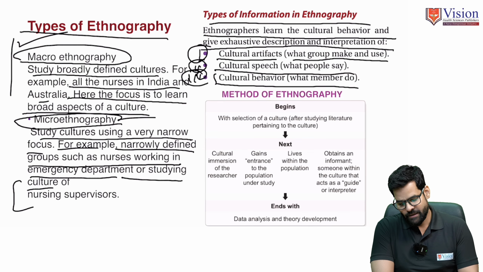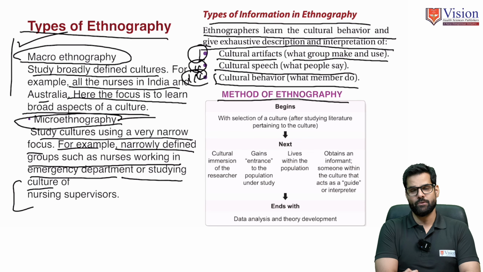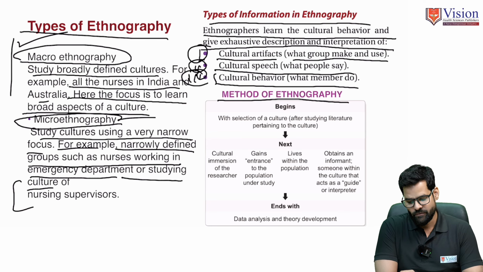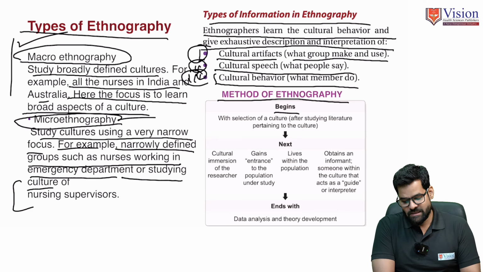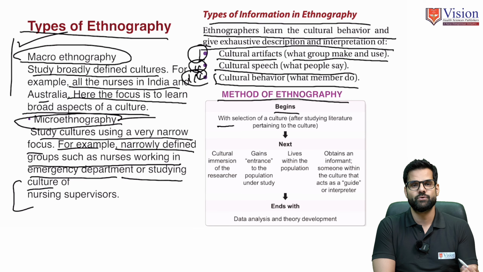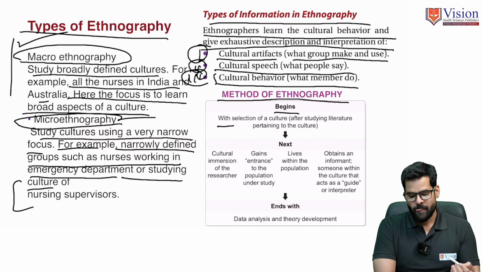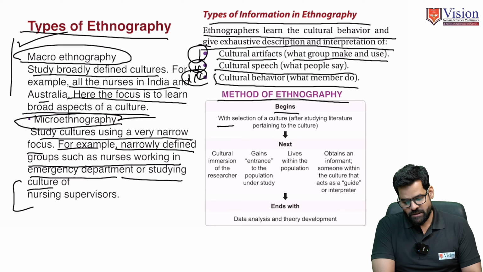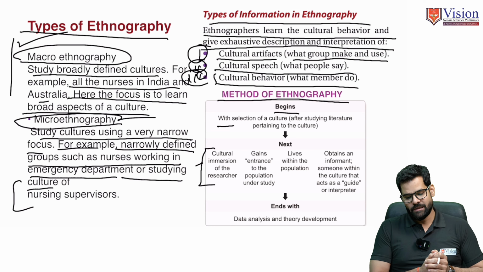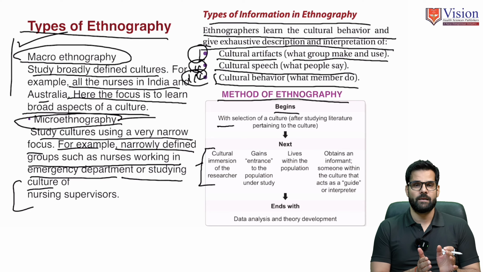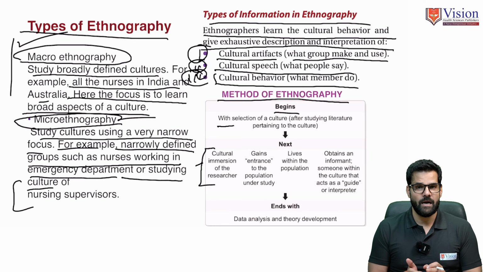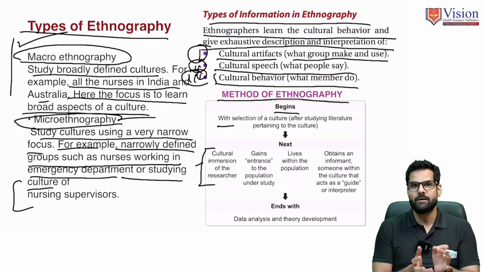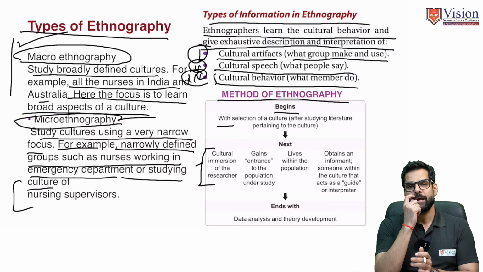Now the method here, even though it is not exclusive to all types of ethnography, you begin with a selection of a culture. That is the first thing you should have, that understanding of what culture or subculture you want to study. You have to define it. Then next is cultural immersion of the researcher. That is very, very important. You should know a little about that culture, because that becomes very important to understand their artifacts and their behavior, and that will ease your process of gaining entry into the site.